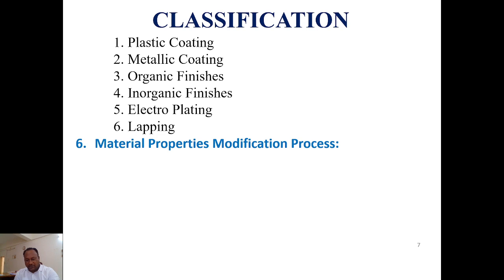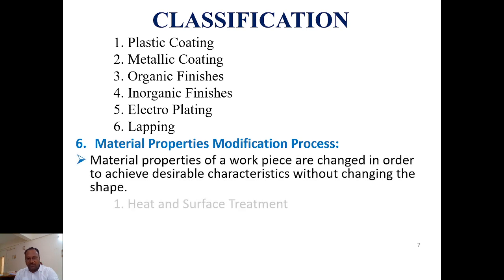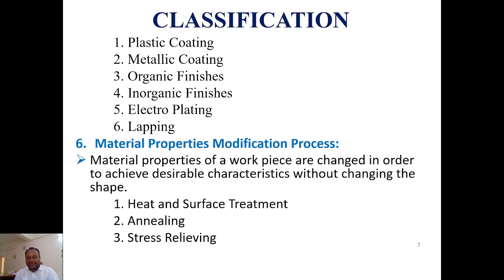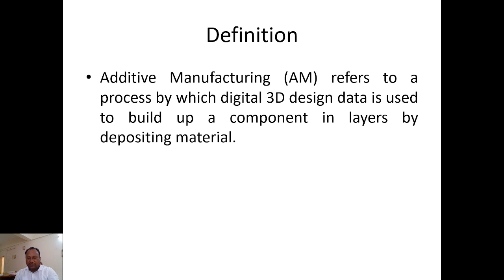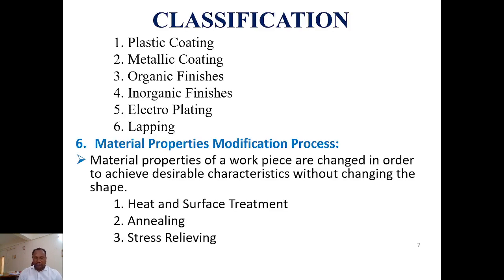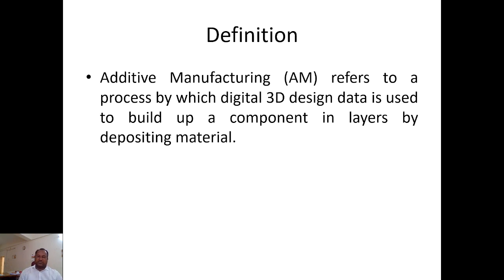Next is the important manufacturing process of material property modification, like heat treatment. Some heat treatment process is required in order to change the properties or phase of the material. We require heat treatment and surface treatment by controlling temperature, and the annealing process is one of the most important heat treatment processes. So, having considered all these manufacturing processes, next important is additive manufacturing.